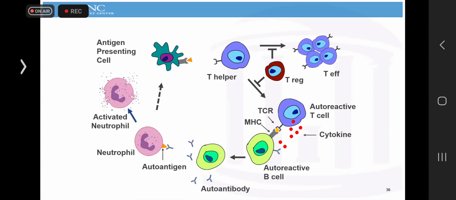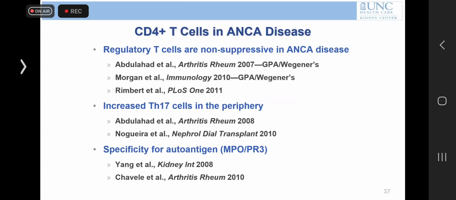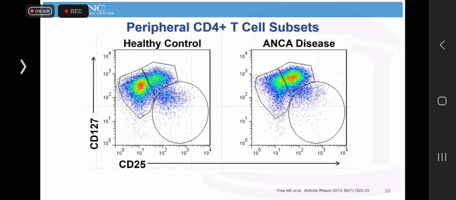the next part of this interaction is not just the antigen, it's of course T cells. And they're T helper cells, they're effector cells, and T regulatory cells. And we now know quite clearly that CD4 positive T cells in ANCA vasculitis are not suppressed. You have increased Th17 T cells in the periphery, and they're very much specific for the autoantigen. Look, I can show you in a flow plot.